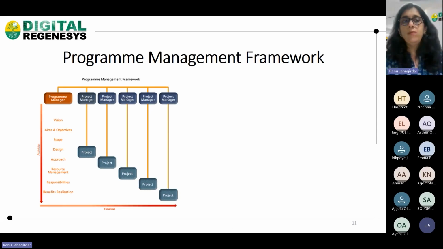Now let us understand what is a program management framework. Okay, framework. Now framework is a boundary. A framework is a beautiful outside boundary within which the design of anything is made.